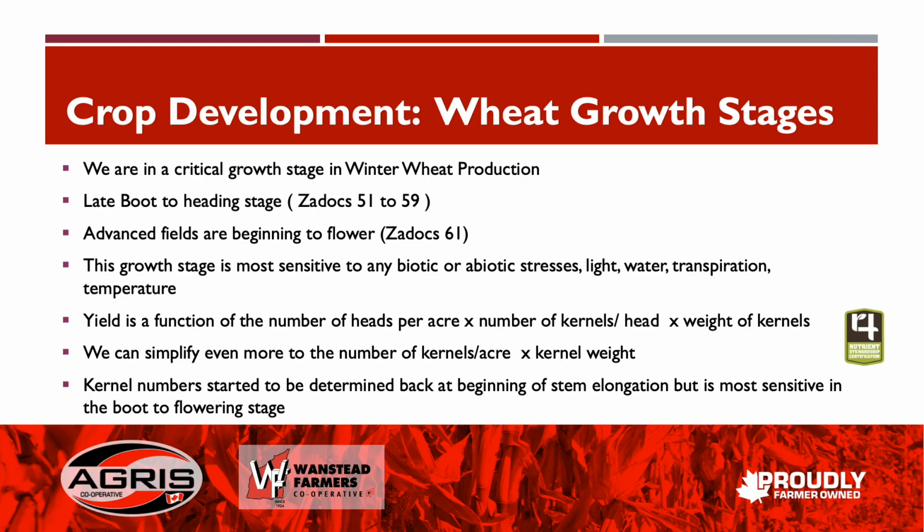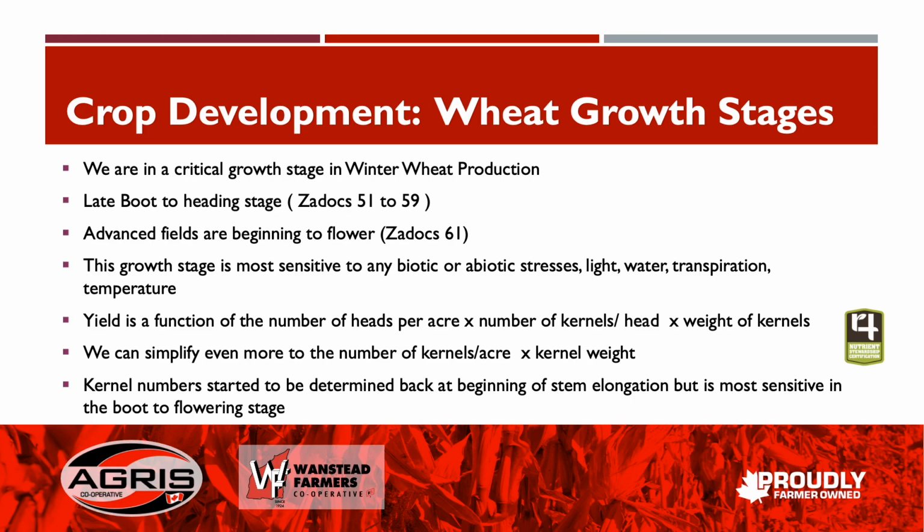And yield is a function of the number of heads per acre times the number of kernels per head times the weight of those kernels. We can simplify that even more and just talk about the number of kernels per acre times the weight of the kernels. So if you want to grow 150 bushels of wheat to the acre, you've got to find a way to produce 99 million kernels per acre.